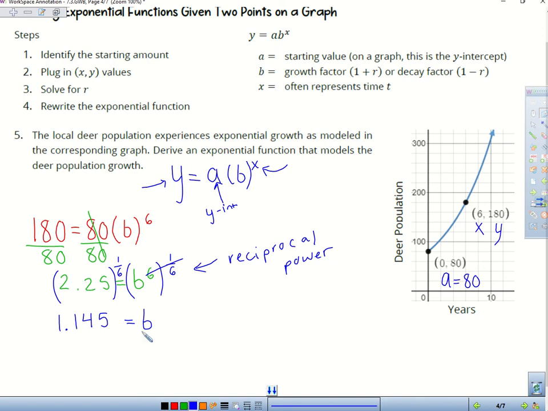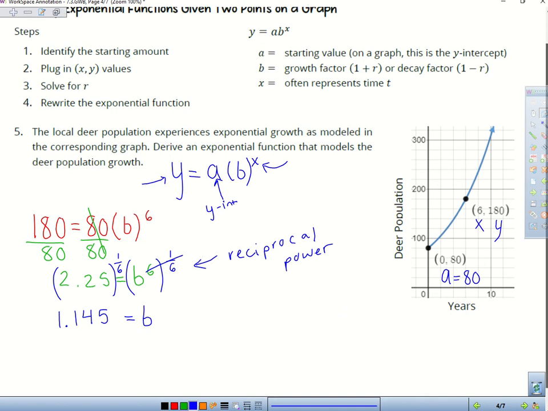Yeah. All right. You're going to type in the base, 2.25. You use the y to the x power. You do the parenthesis, 1 divided by 6. Close the parenthesis, then hit the equal sign. You got it now? Okay.